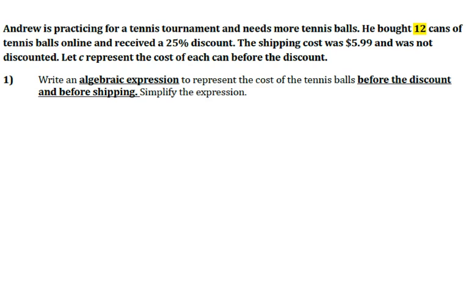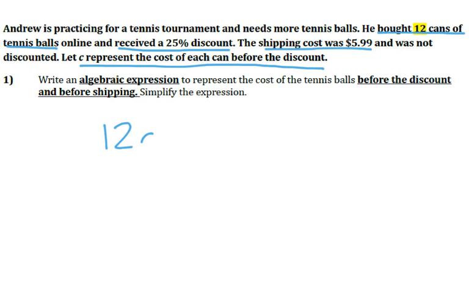As we read through this, you may have noticed he bought 12 cans of tennis balls, so we're going to have a 12 in our algebraic expression. He received a 25% discount, but that's part of what we're not including, since it was before the discount. The shipping cost was $5.99, but we're not worried about that either. C represents the cost of each can before the discount. So the cost of the tennis balls is 12 times the cost of a can, so 12C.